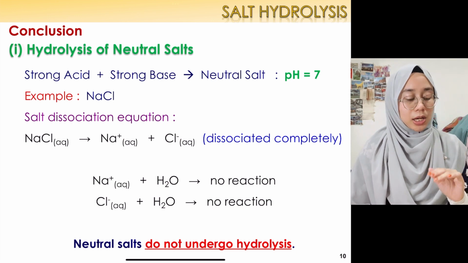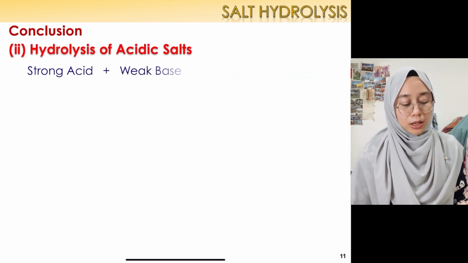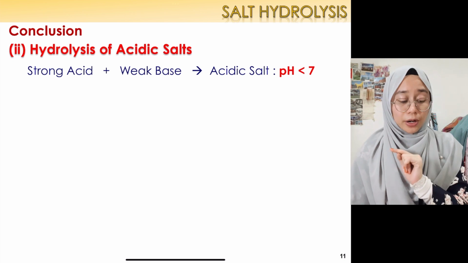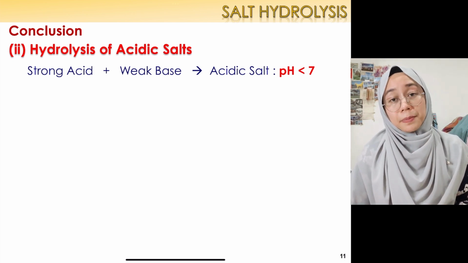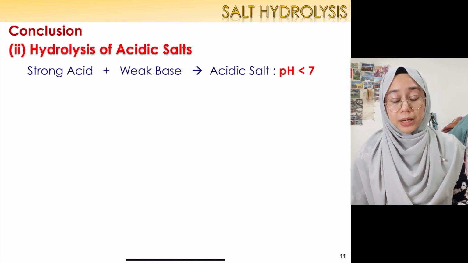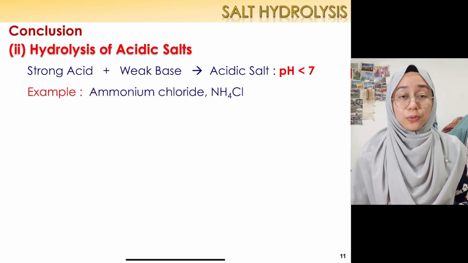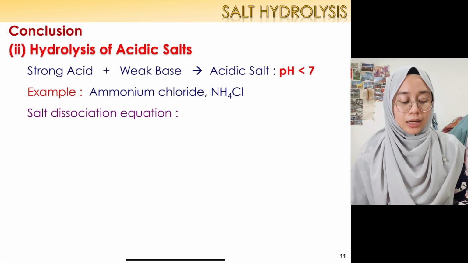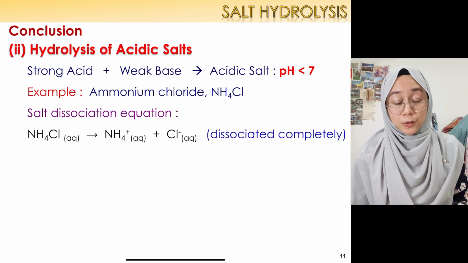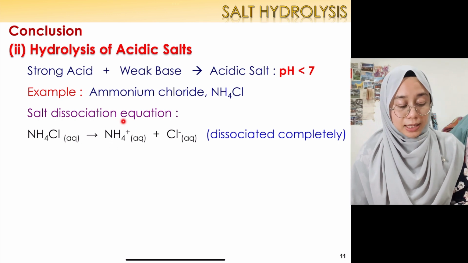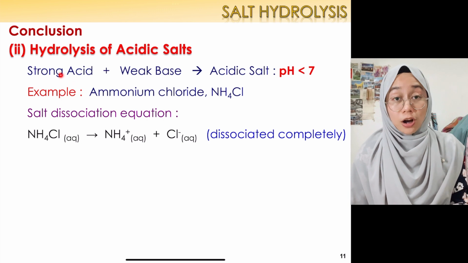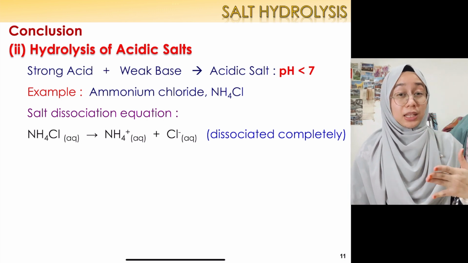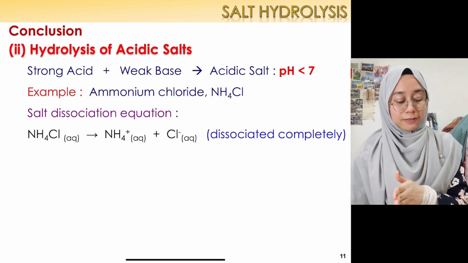So dia jadi neutral. Okay, kalau hydrolysis of acidic salt, so it is between a strong acid with a weak base, so kita akan produce an acidic salt. So the pH value of the salt solution will be less than 7. So for example, we have ammonium chloride. So kalau kita dissociatekan the ammonium chloride, kita akan dapat NH4 plus and also Cl minus. NH4 plus coming from the weak base, Cl minus coming from the strong acid. Okay, so you have to identify apa parent dia sebenarnya at the first place.